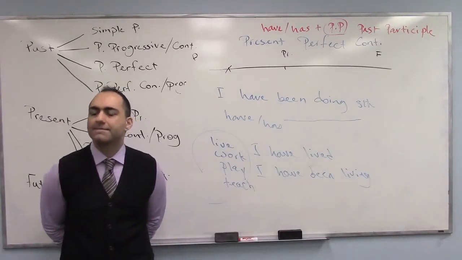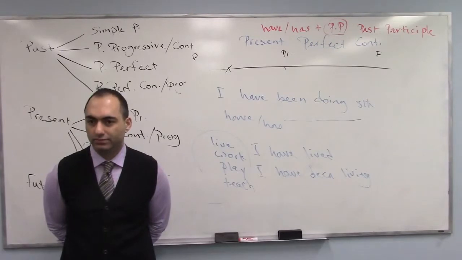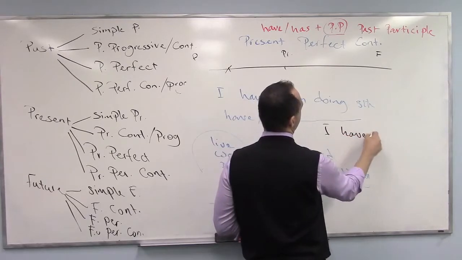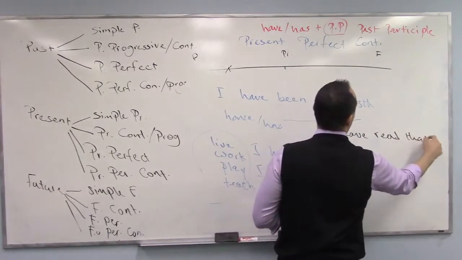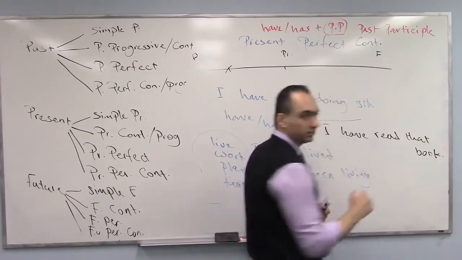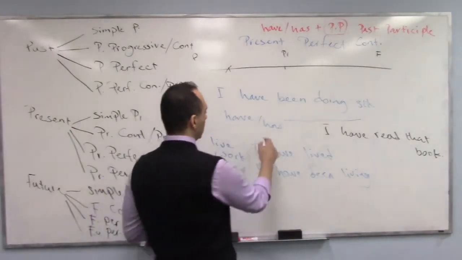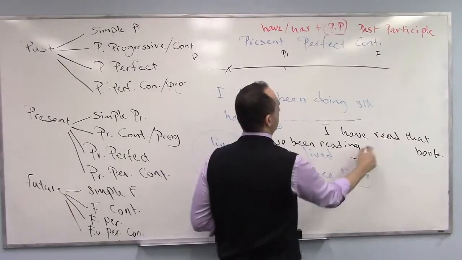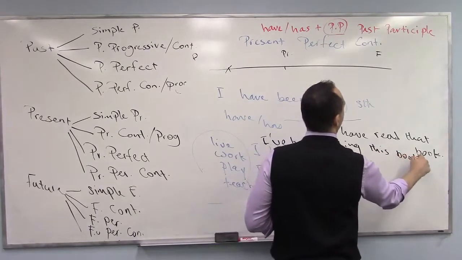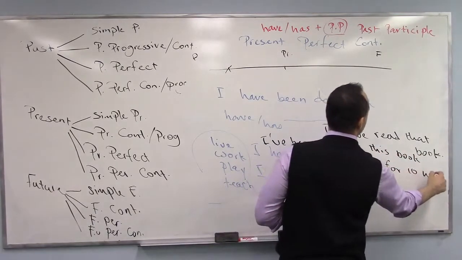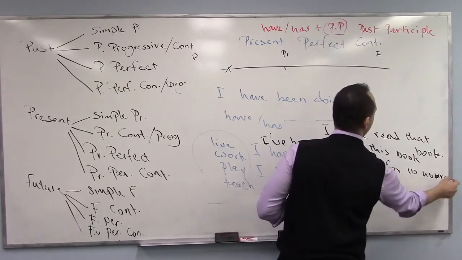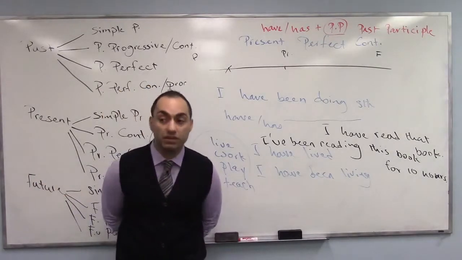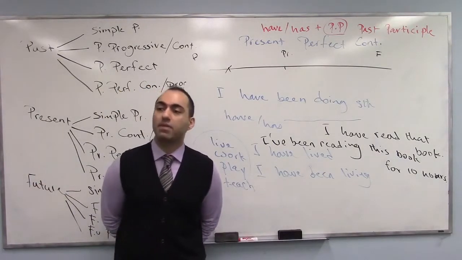But with other words, I have read that book. And I've been reading this book for 10 hours. There's a difference. I have read that book sometime in the past, maybe 20 years ago, maybe 10 years ago, maybe 5 years ago, maybe 2 years ago.